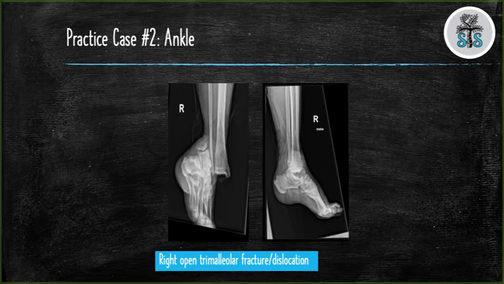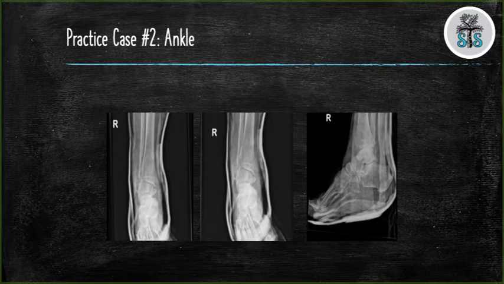How would you read these x-rays? We have two views, AP and lateral, of the right ankle demonstrating an open trimalleolar ankle fracture with 100% displacement laterally. The patient was given antibiotics and the patient's tetanus was updated. You head down to the emergency department and see that the wound is open with a 5 centimeter medial wound. You irrigate the wound with 6 liters of normal saline and then reduce the ankle.